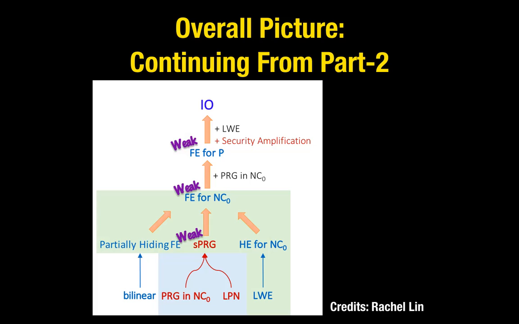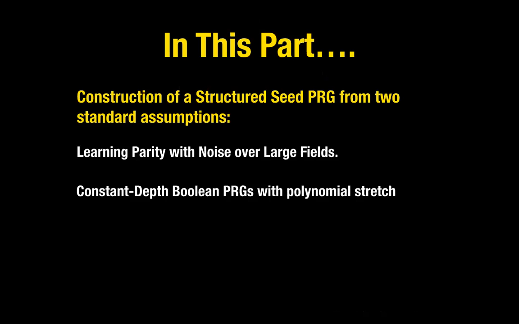And then the second part is the notion of homomorphic encryption for NC0 that you can build from LWE. And the third and the missing piece was this notion of weak structured seed PRGs, which in this segment, I'm going to tell you how to construct assuming PRGs in NC0 and the learning parity with noise assumption. Just to summarize, I'm going to tell you how to construct structured seed PRGs from two standard assumptions: LPN over large fields, and then existence of PRGs in NC0 with polynomial stretch.